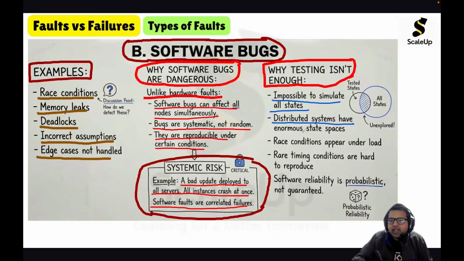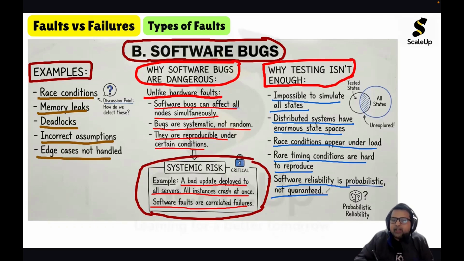Distributed systems have enormous state spaces. They have many use cases, and it's nearly impossible to simulate all of them. Race conditions appear under load. Race timing conditions are hard to reproduce. Software reliability is probabilistic, it's not guaranteed.